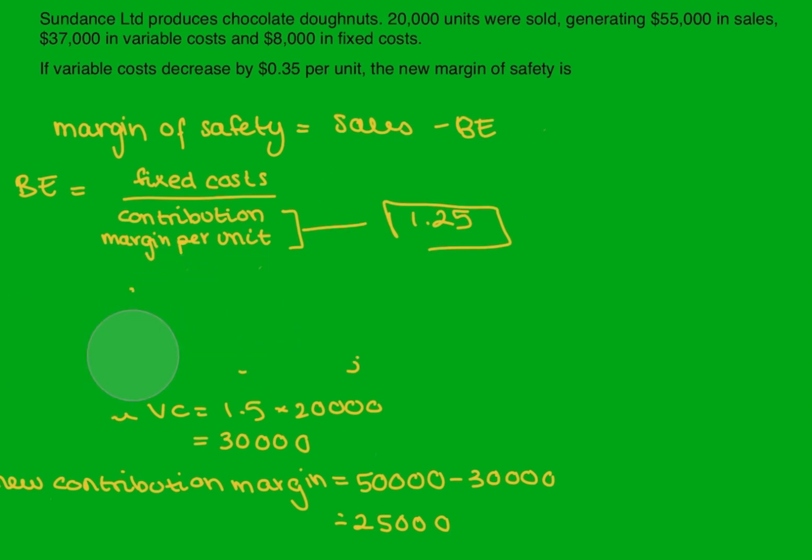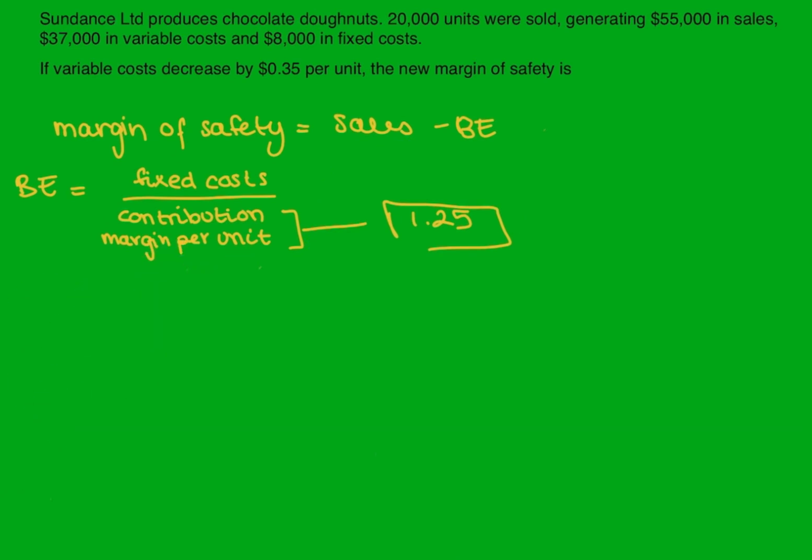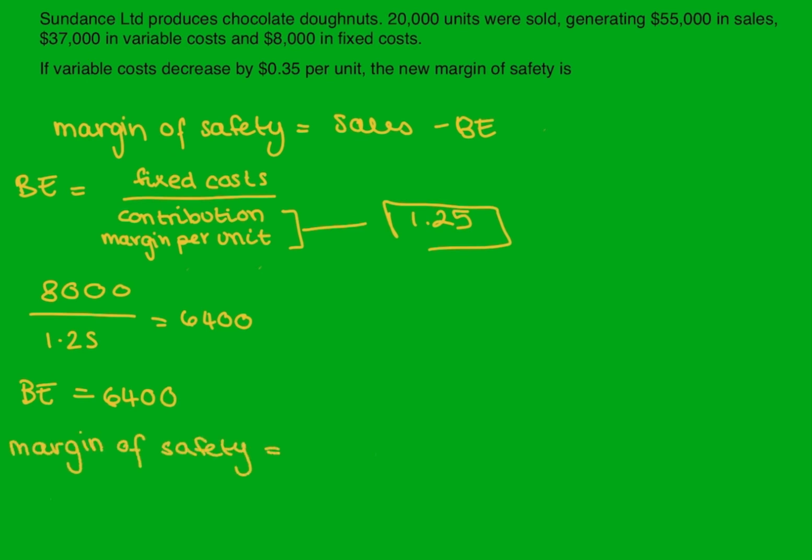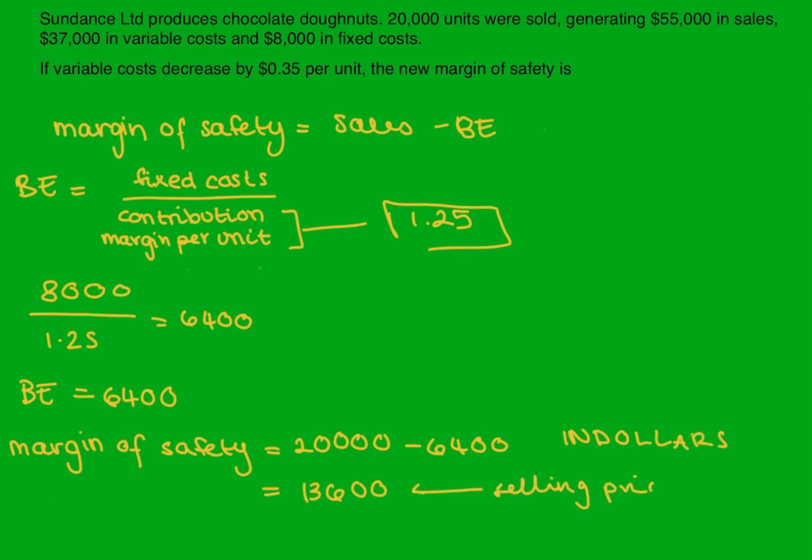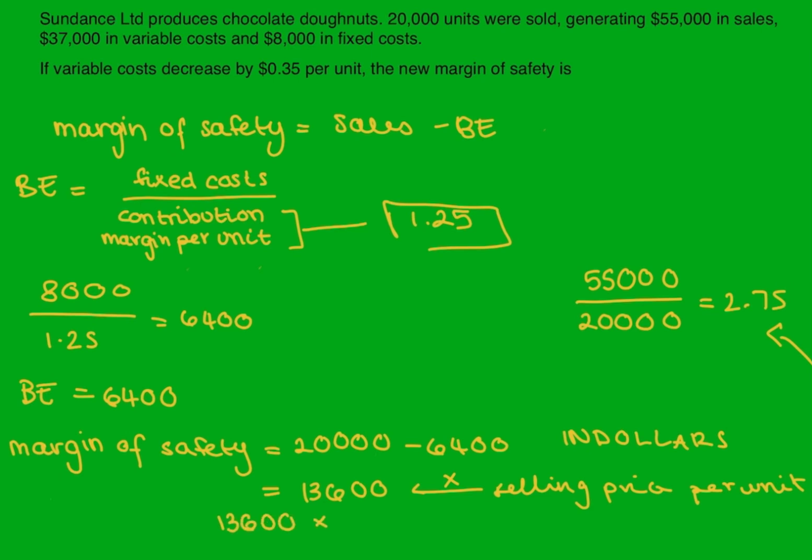So then your fixed costs are 8,000. So you do 8,000 divided by 1.25, which is 6,400. That means that you can finally find your margin of safety. Margin of safety is equal to 20,000 minus 6,400, which is equal to 13,600. But you need to find it in dollars because that's what the question asks. Margin of safety in dollars is just margin of safety times selling price per unit. The selling price per unit is 55,000 divided by 20,000, which is 2.75. So you do 13,600 times 2.75, which is equal to 37,400.